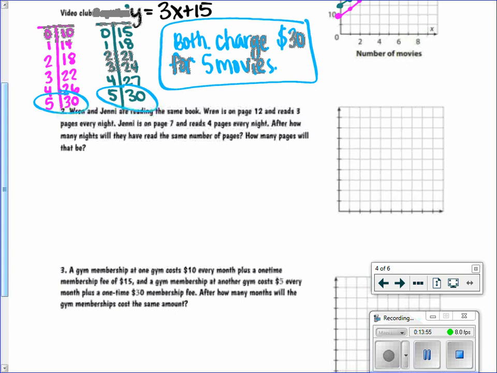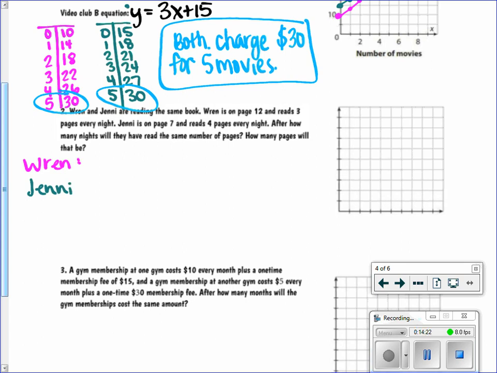So Ren and Jenny are reading the same book. Ren's on page 12 and reads 3 pages every night. Jenny's on page 7 and reads 4 pages every night. After how many nights will they have read the same number of pages, and how many pages will that be? So we have 2 girls, or people, yes. We have Ren, and then Jenny. They're reading at different rates, different amounts.